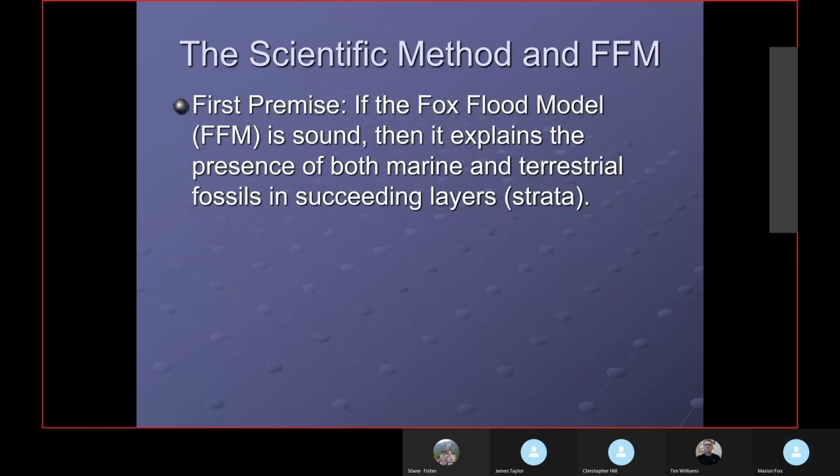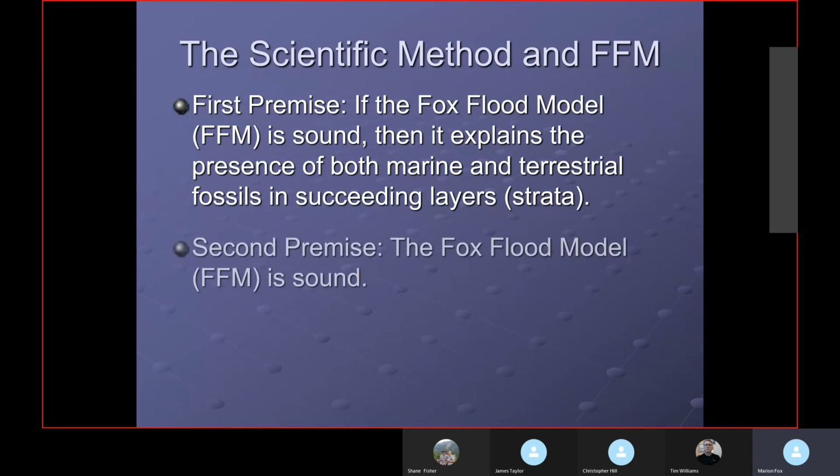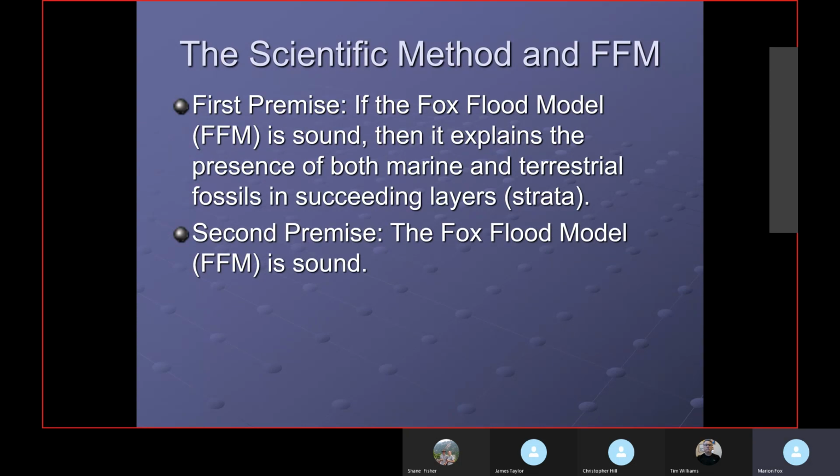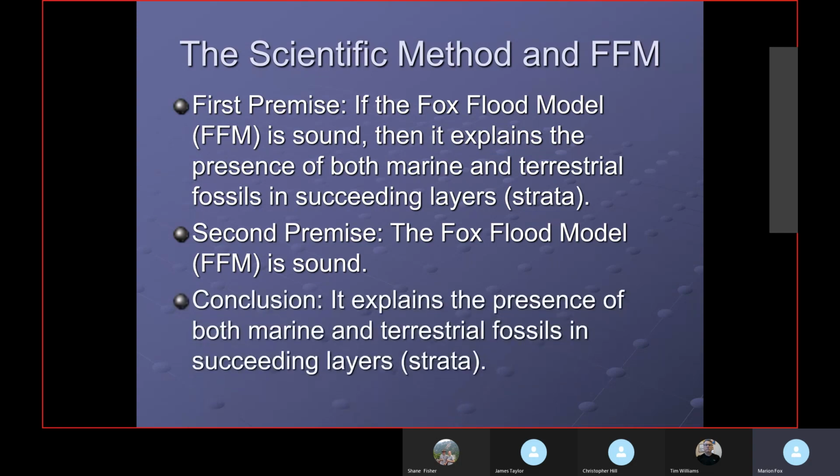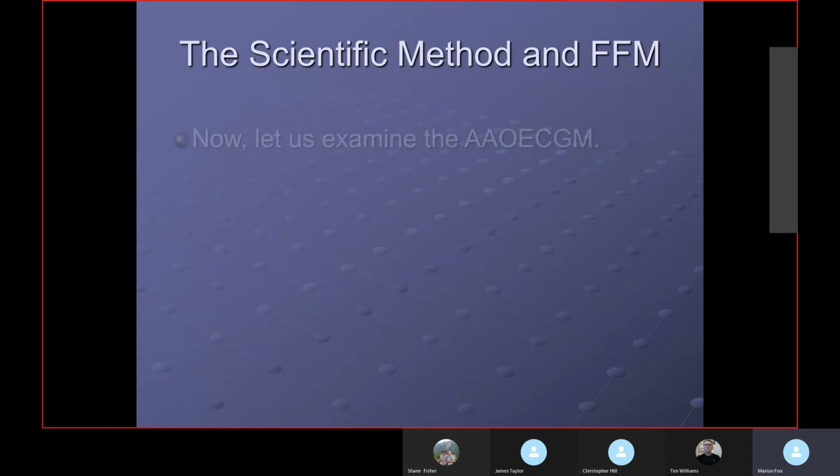Now, our first premise is the Fox flood model is sound. If it is, then it explains the presence of marine and terrestrial fossils in succeeding layers. Yes, my model does, because it's a tidal flood model. A flood caused by strictly 40 days of rain doesn't explain it. My model is sound, and therefore it explains these things. The fact that it explains them quite easily, quite well, gives more credibility to my model.